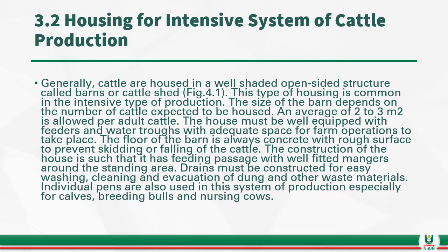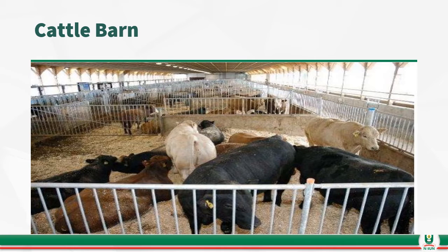The floor of the barn is always concrete with rough surfaces to prevent skidding or falling of the cattle. The construction of the house is such that it has a feeding passage with well-fitted mangers around the standing area. Drains must be constructed for easy washing, cleaning and evacuation of dung and other waste materials. Individual pens are also used in this system of production, especially for cows, breeding bulls, and nursing cows. This is a typical example of a cattle barn.